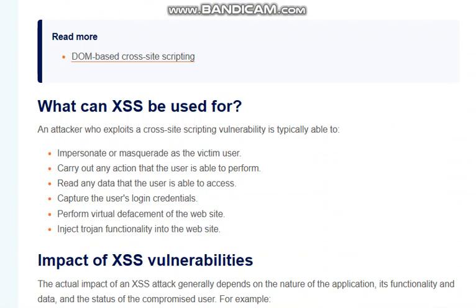What can XSS be used for? An attacker who exploits a cross-site scripting vulnerability uses XSS to impersonate and masquerade as the victim user, carry out any action that the user is able to perform, read any data from the user's browser, capture the user's login credentials, perform virtual defacement of the website, and inject Trojan functionality into the website.